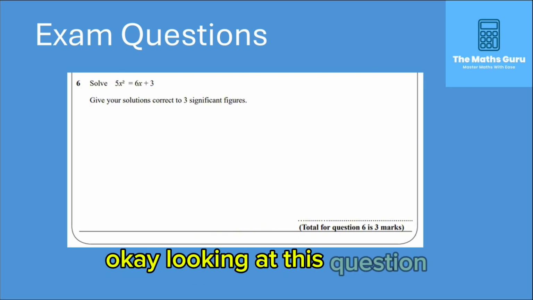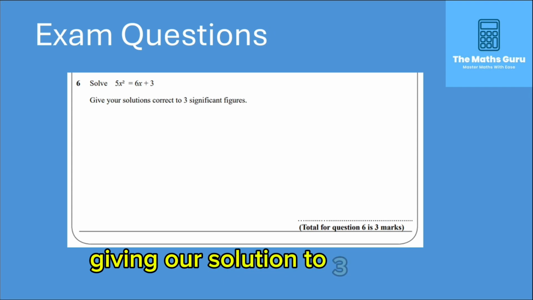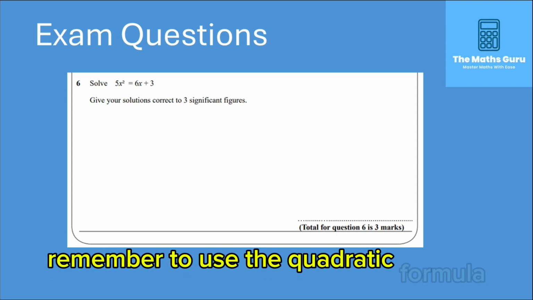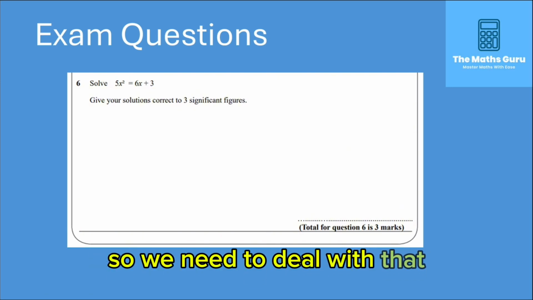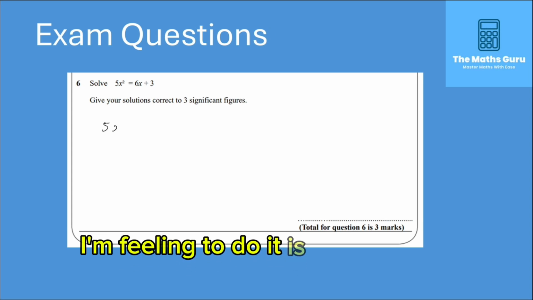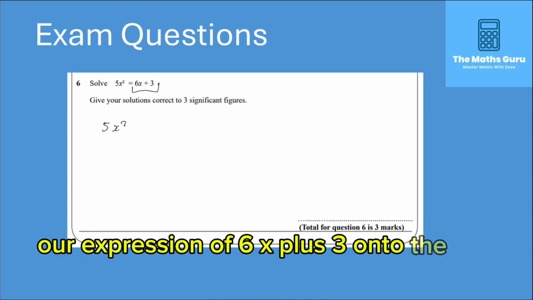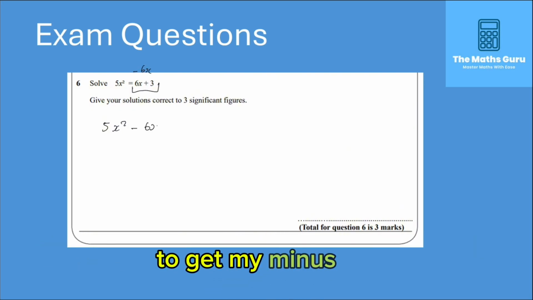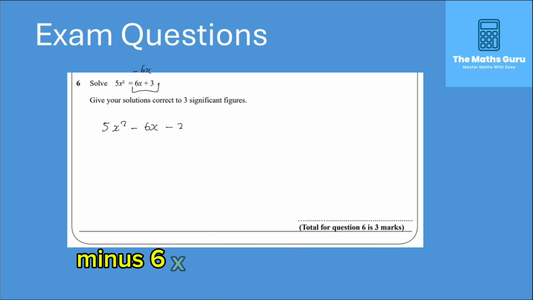Okay, looking at this question, we're told to solve 5x squared equals 6x plus 3, giving our solution to 3sf. Remember, to use the quadratic formula, we need one side equal to 0. So we need to deal with that. The way I'm going to do it is to move the expression 6x plus 3 onto the left hand side. So I'm going to start off by minusing 6x from both sides to get minus 6x, then minusing 3 from both sides to get 5x squared minus 6x minus 3 is equal to 0.